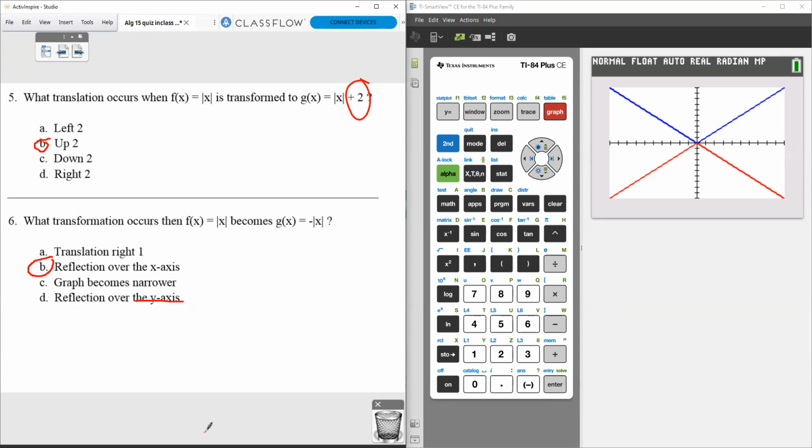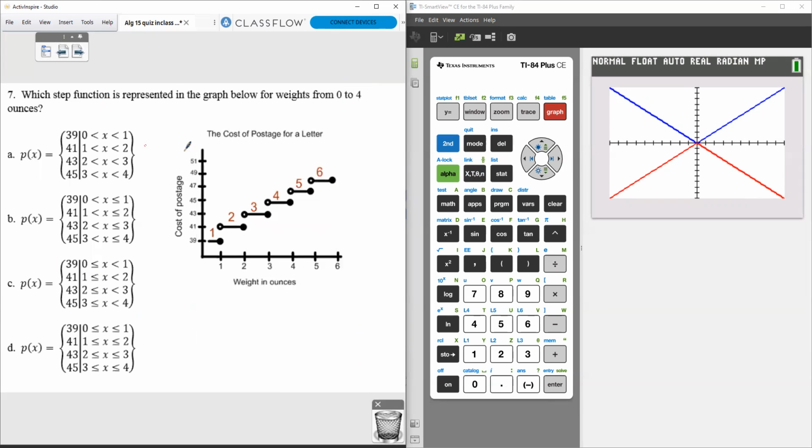It's never going to be a reflection over the y-axis. This is the x-axis right here. It's that flipped opposite mirror image over the x-axis. Take a look at question number 7.